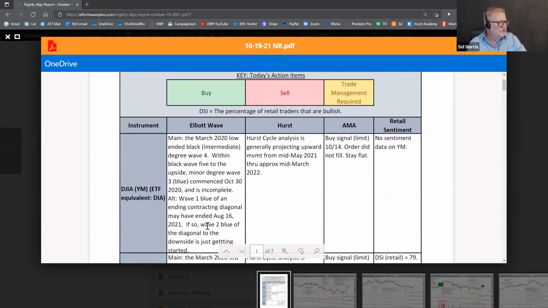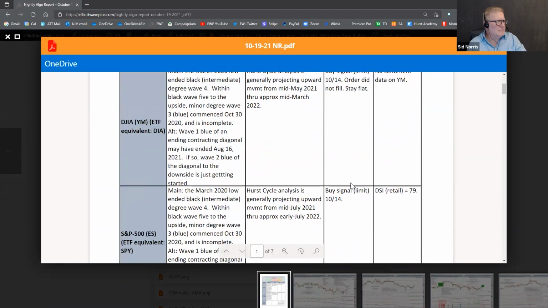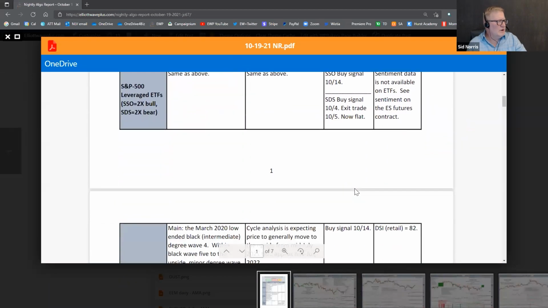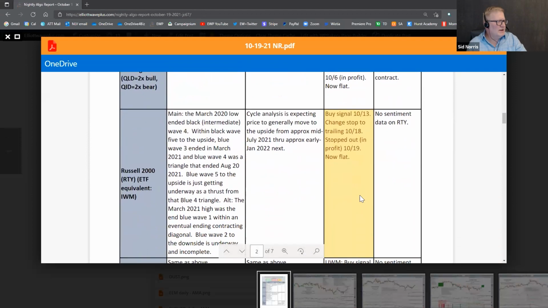I give a quick synopsis of my current Elliott wave count, what's the price direction expected by Hurst Cycle analysis currently, what the last signal was, and what the sentiment conditions are on it. And if there's an action item, for instance, we'll look for our first action item, and it's going to be either red, green, or yellow. Yellow essentially is an action item, usually meaning to exit a current trade.